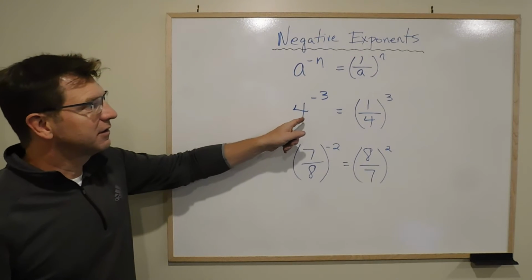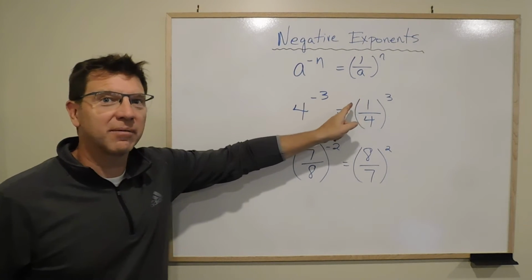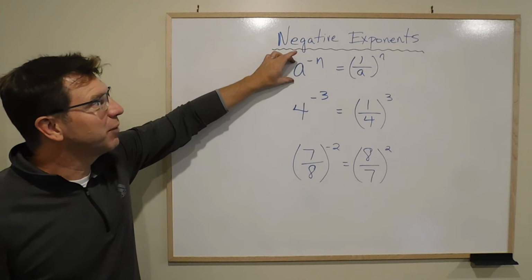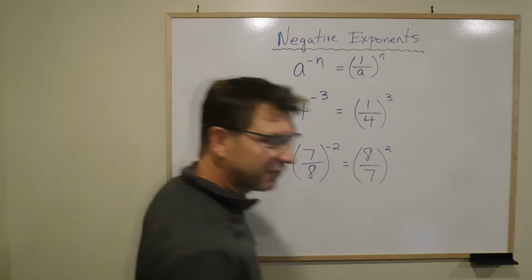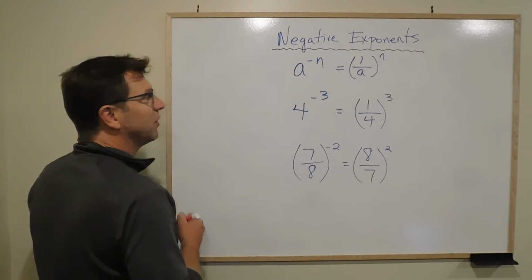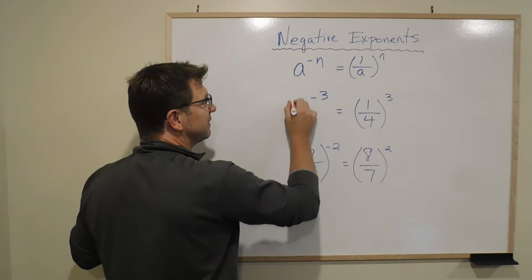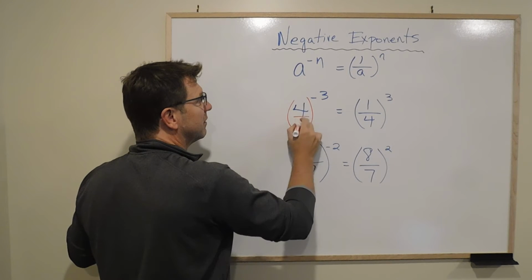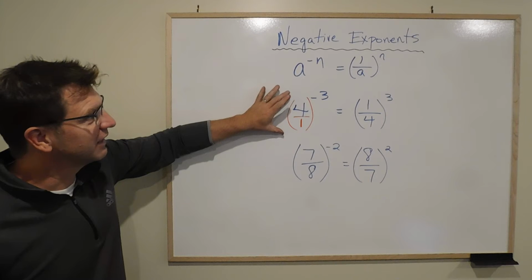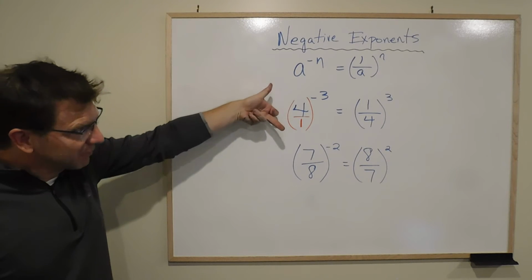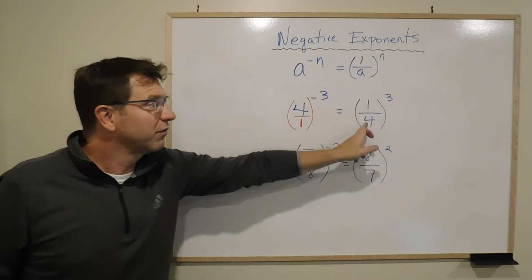This one here, you say, well, where did the 1 come from? Always think of the base as a fraction if you have a negative exponent. So really, 4 as a fraction is 4 over 1. So if you think of the base as a fraction, 4 over 1, take the reciprocal, 1 over 4.